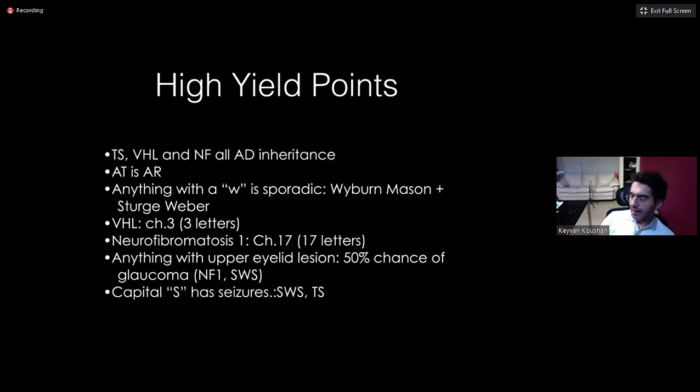And then anything with capital S has seizure. So Sturge-Weber, again, my patient, can have seizures. He doesn't have seizures, but seizures are very common because they get all those enlarged vessels in the brain as well as the skin. And tuberous sclerosis, these are the kids that have ash leaf spots. They have angiofibromas, and they come with seizures very much and don't live very long.